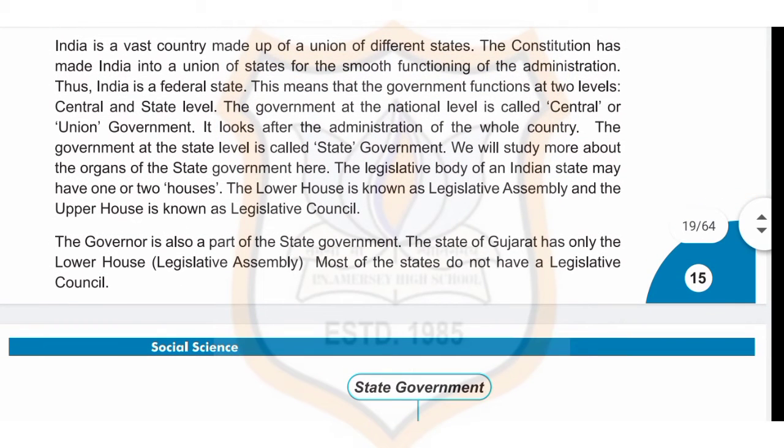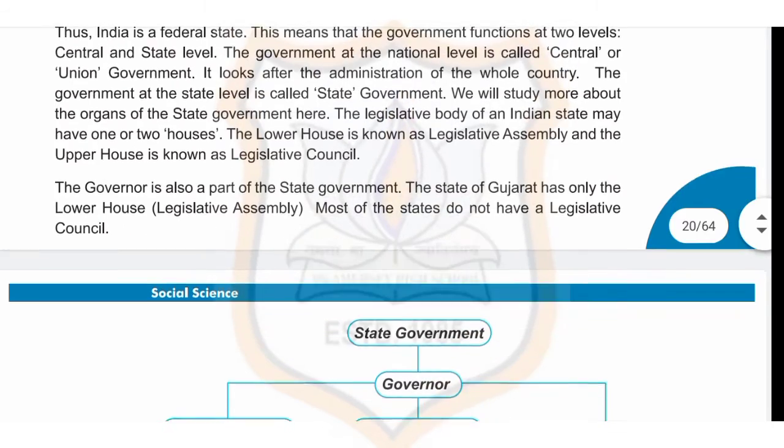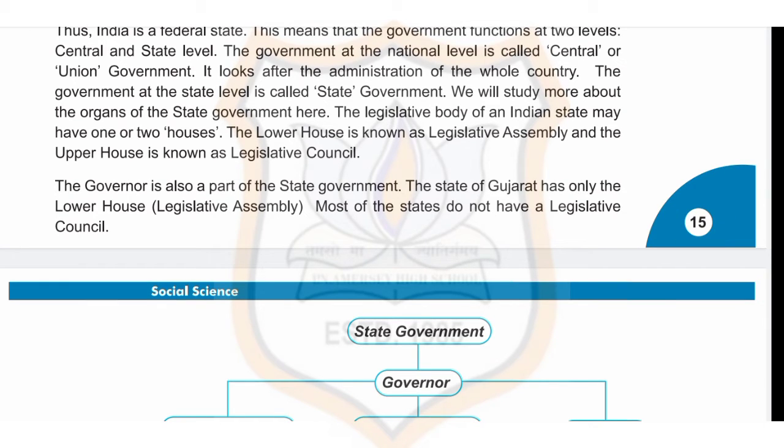India is a vast country made up of unions of different states. The constitution has made India into a union of states for the smooth functioning of the administration. Thus, India is a federal state. This means that the government functions at two levels, central and state level. The government at the national level is called central or union government. It looks after the administration of the whole country.